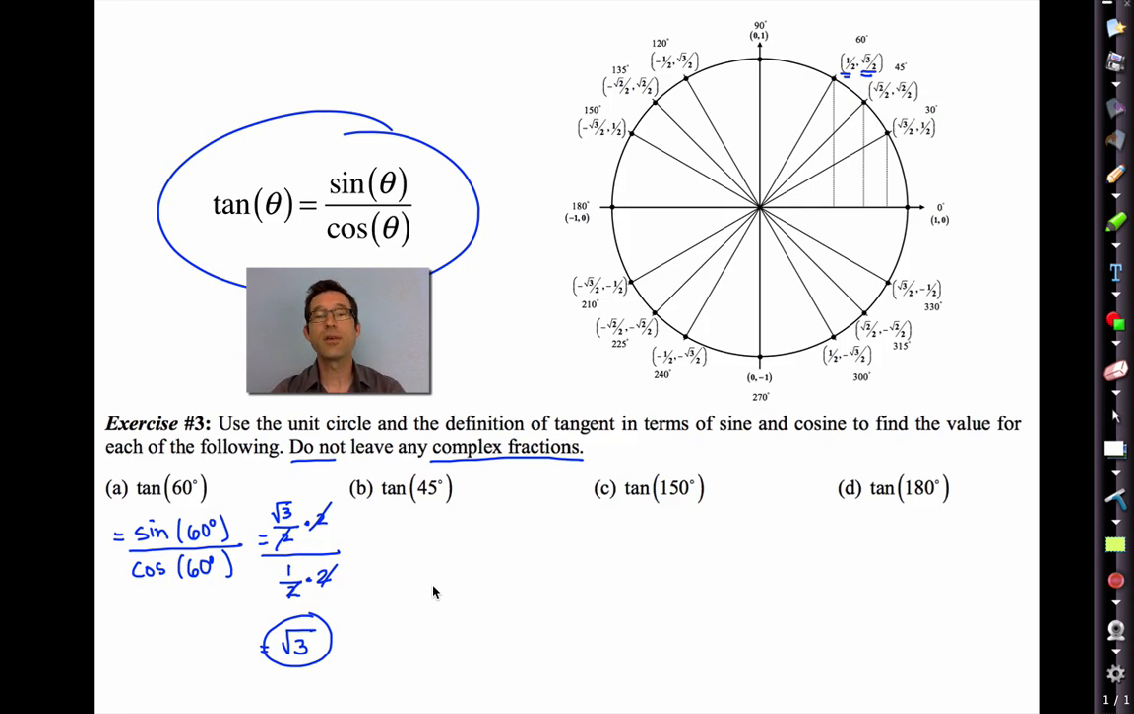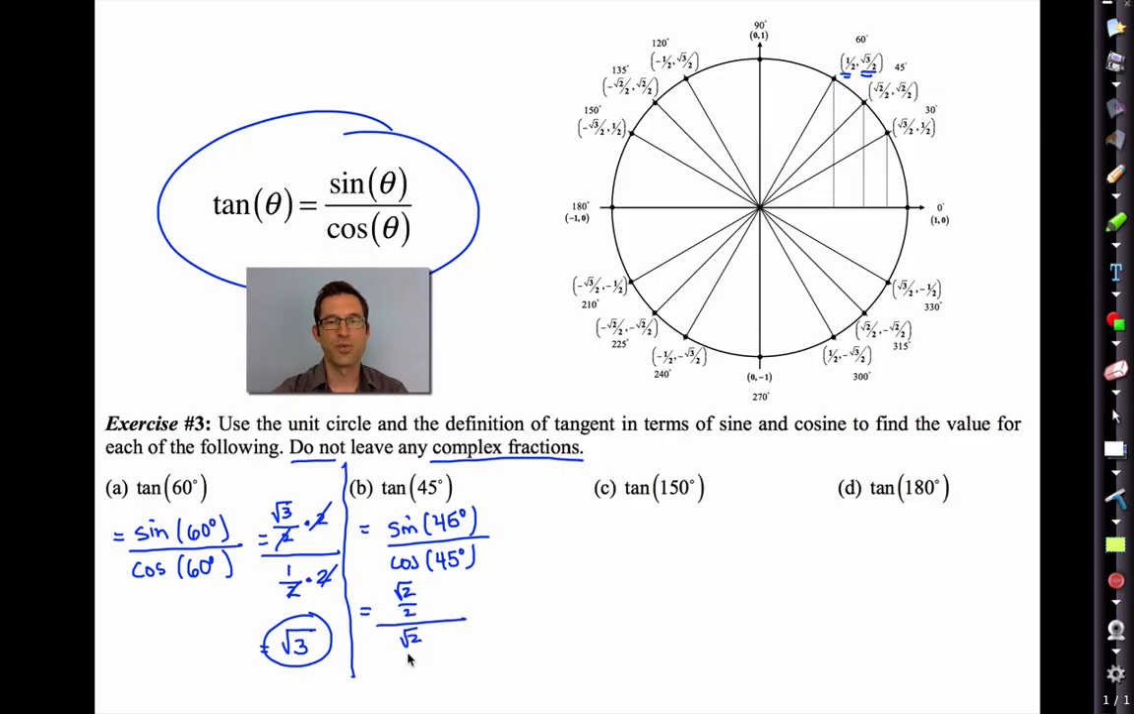So what I'd like you to do is pause the video now and see if you can do the other 3. All right. Well, letter B is one of the nicest tangent values you get. Tangent of 45 is going to be the sine of 45 degrees divided by the cosine of 45 degrees. But the sine of 45 degrees is root 2 divided by 2. And the cosine is root 2 divided by 2. And anytime you divide a number by itself other than 0, you get 1. You can't divide 0 by 0. You can certainly divide 1 by 1.